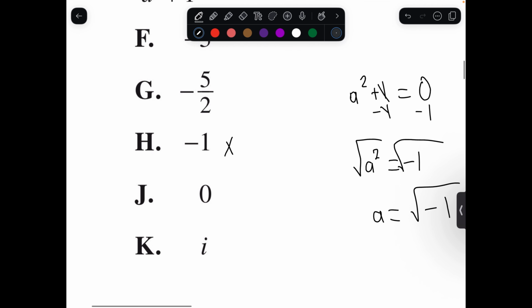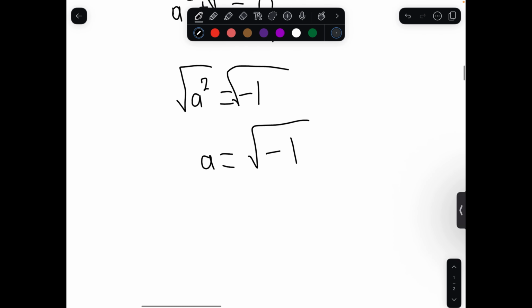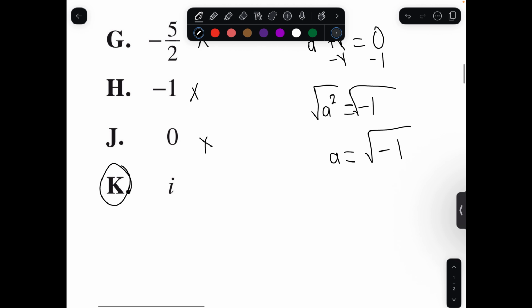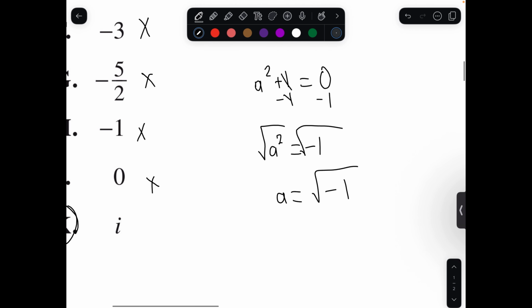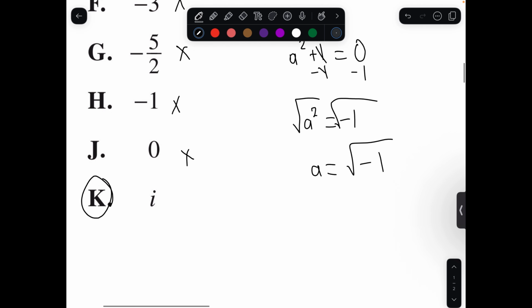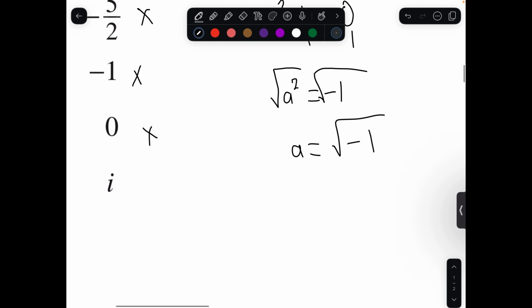It's not G either, because the square root of -1 is not -5 over 2, or it's not any real number. The square root of -1 is actually i, which stands for imaginary number. So our answer to 20 is K, which is i. So a equals i.